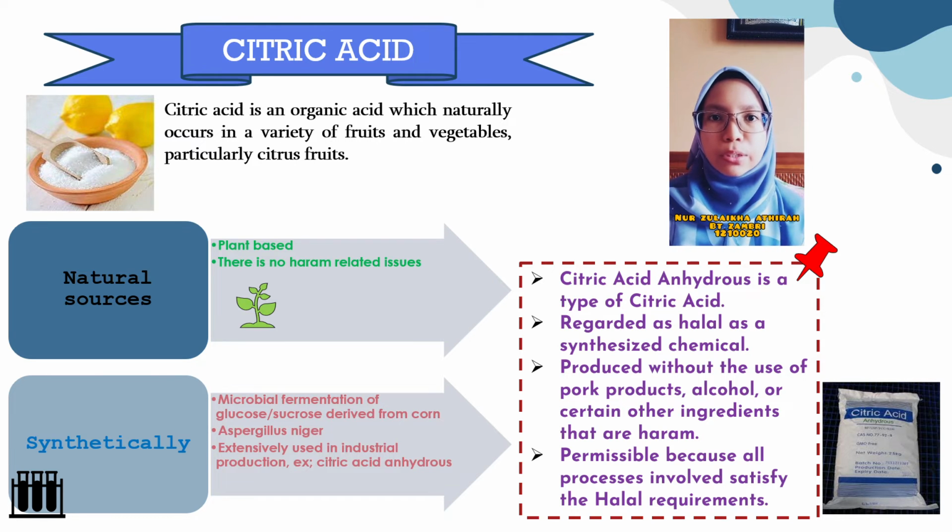However, it is also produced synthetically via microbial fermentation of a glucose or sucrose carbohydrate substrate derived from corn. In most cases, this is accomplished by feeding substrate to a black mold. The main organism used in the microbial production of citric acid is Aspergillus niger. The microbial fermentation process is extensively used in industrial production of citric acid.